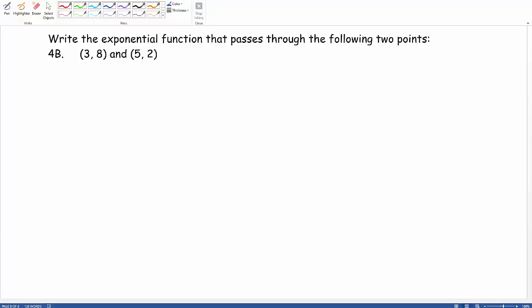Here we are at our target 4b from our Chapter 5 study guide. We're asked to write the exponential function that passes through these 2 points. Now, for an exponential function, we know that it's going to follow the form y equals a times the base b raised to the x power. That is, again, an exponential function. This is that form. And we know, again, it passes through the points (3, 8) and (5, 2).